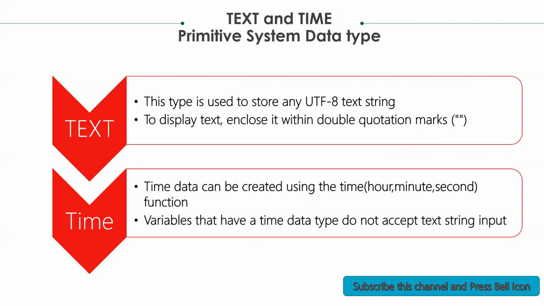Time. Time data can be created using the time function. Variables that have a time data type do not accept text string input. Time values are not adjusted to a different time zone when saved or displayed.